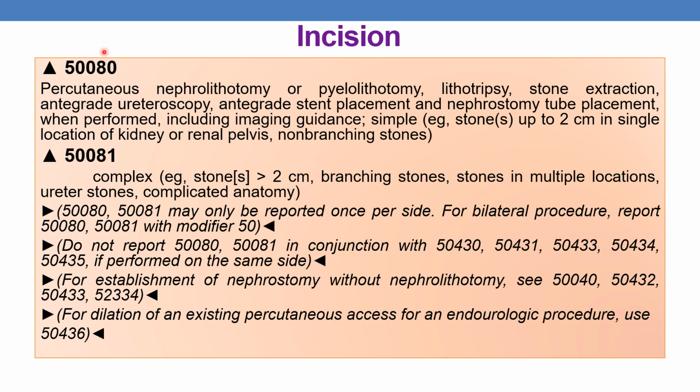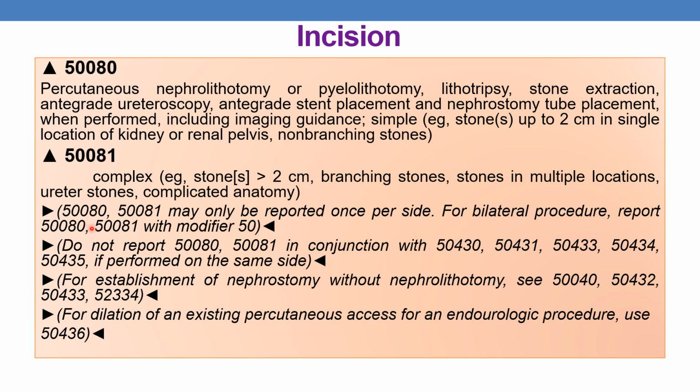So all these things are included in this CPT. Nephrolithotomy or pyelolithotomy, lithotripsy, stone extraction, antegrade urethrostomy, antegrade stent placement and nephrostomy tube placement when performed, including image guidance. Simple: the stone must be up to 2 centimeters in a single location of the kidney or renal pelvis, non-branching stones. And complex, whenever the procedure is complex, that is stone greater than 2 centimeters, branching stones, stones in multiple locations, ureter stones and complicated anatomy. In all these cases, you need to report 50081.